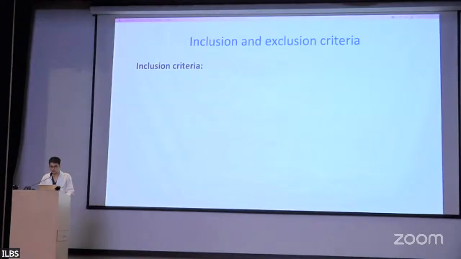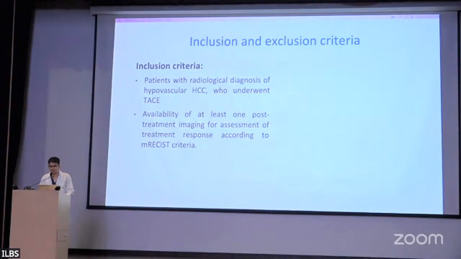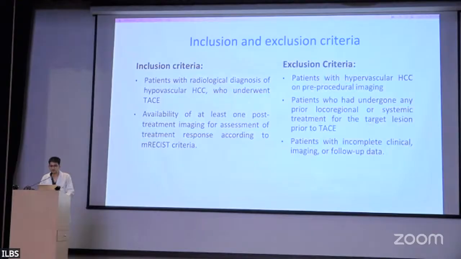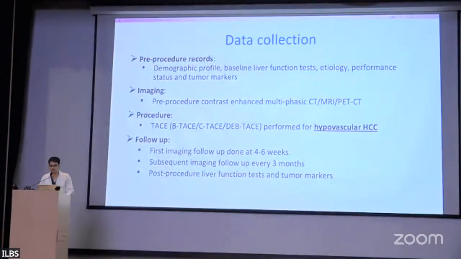Coming on to the inclusion and exclusion criteria. Inclusion criteria were patients with a radiological diagnosis of hypovascular HCC who underwent TACE, and there should have been at least one treatment imaging for assessment of the treatment response. Exclusion criteria were patients who had hypervascular HCC on the pre-procedural imaging, patients who had undergone any prior locoregional or systemic therapy for the target lesion, and patients who had incomplete imaging or follow-up.